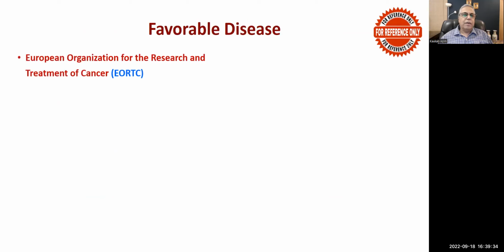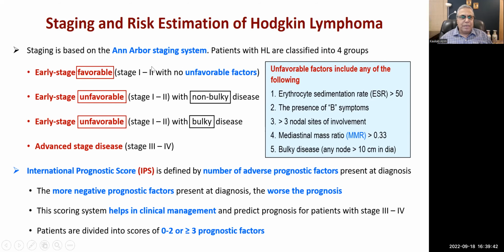Right, so favorable disease, again, I've written over here that it is for your reference only. We have already seen what favorable disease is. It is the absence of unfavorable factors, okay? We call that favorable disease, and it is good. And if these unfavorable factors are present, we give 1 mark to each, and we see whether it is 0 to 2, less dangerous, or 3 or more, dangerous, okay?